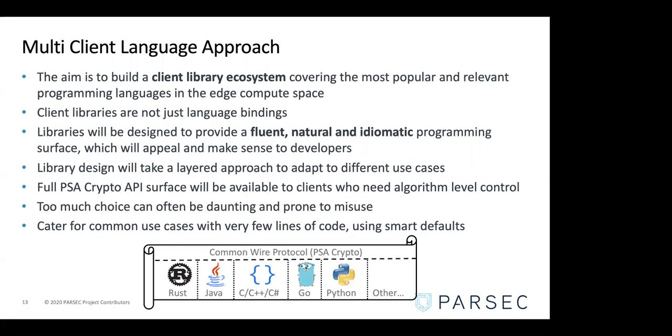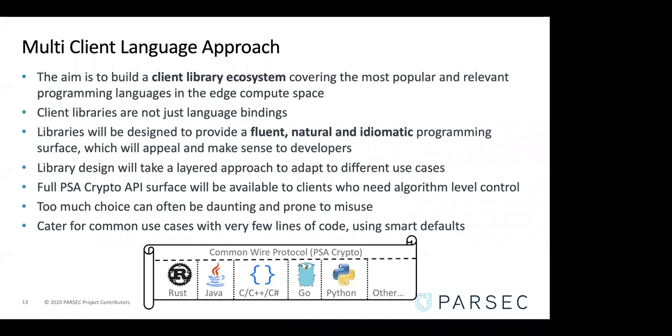But we don't want these client libraries to be clunky language bindings on the wire protocol. And this really is one of the defining characteristics of the consumption side story with Parsec. We want each client library to be designed and developed to provide a very fluent, natural, idiomatic programming experience that is tailored to that language. So it will be attractive, it will feel natural to developers in that language. And one of the ways in which we aim to achieve this is by structuring the client libraries into different layers of abstraction. The full PSA crypto API will always be accessible along with all of its different settings for controls of things like algorithm choice, key size, or key usage policy.